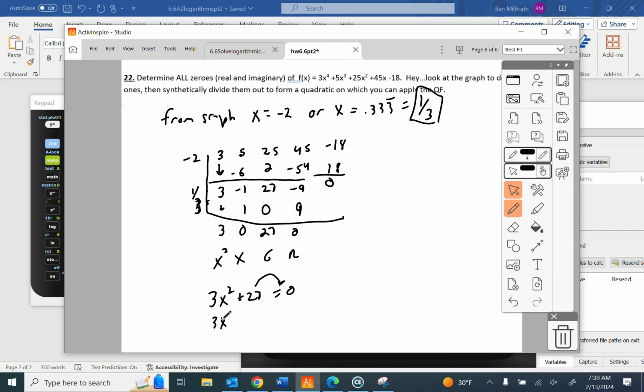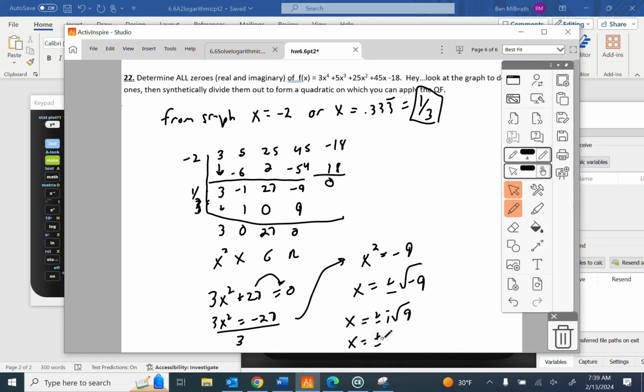I subtract 27. I divide out my 3. I take the square root, so I'm plus or minus. And I know that this is imaginary. And I know that the root of 9 is 3. So these are my zeros. X equals -2, 1/3, 3i, and its conjugate, -3i.